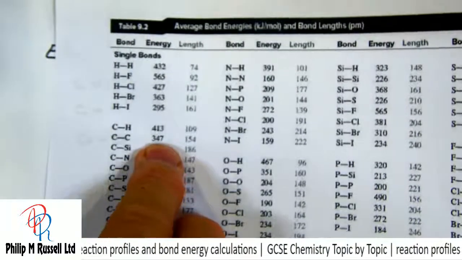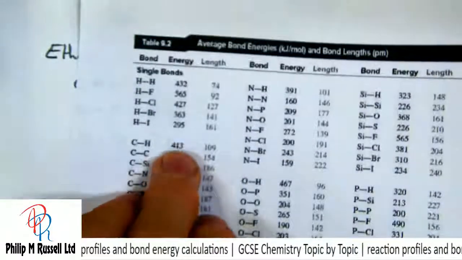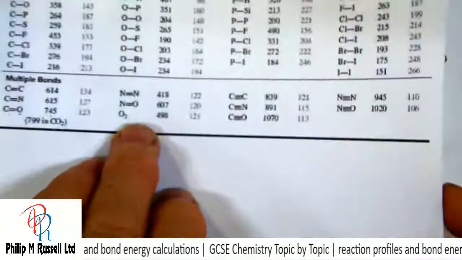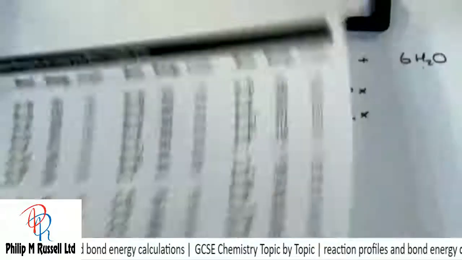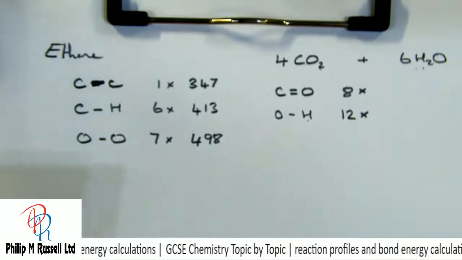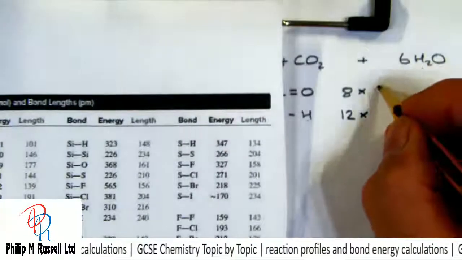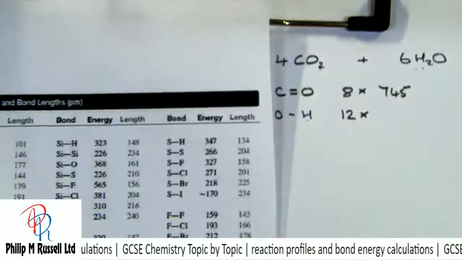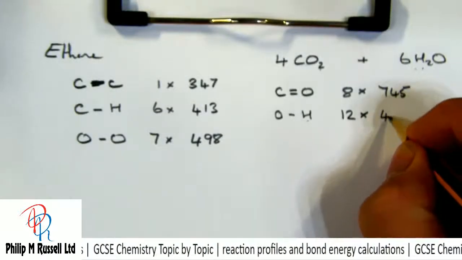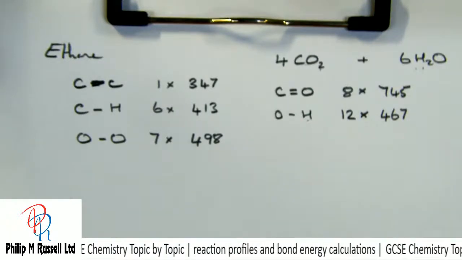My carbon-carbon bond, 347, my carbon-hydrogen bond 413, my oxygen bond 498, and then we're going to get my carbon-oxygen bond 745 and my OH bond at 467. Now all we need to do is work them out.